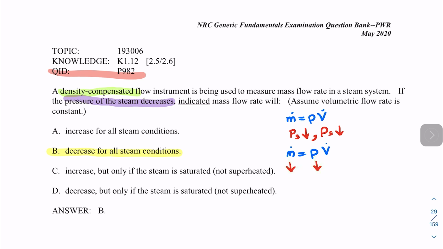So I know that my mass flow rate decreases. And it's going to decrease for all the steam conditions, because in all the steam conditions, my density is decreasing, right? So that's going to be the answer for that.